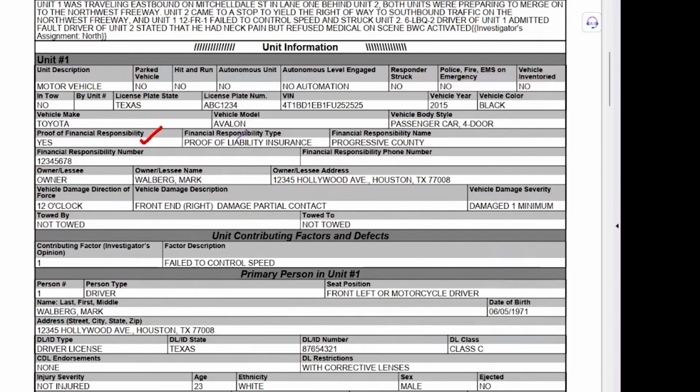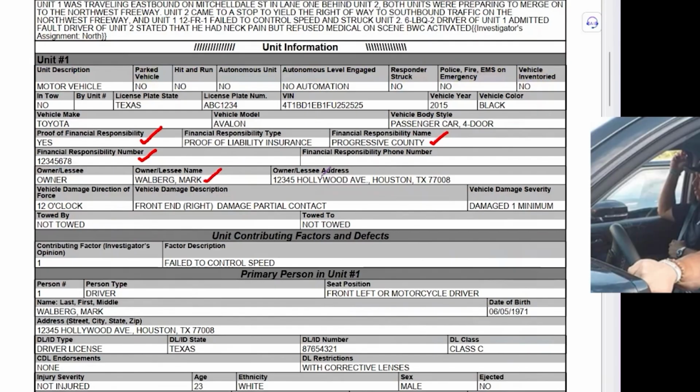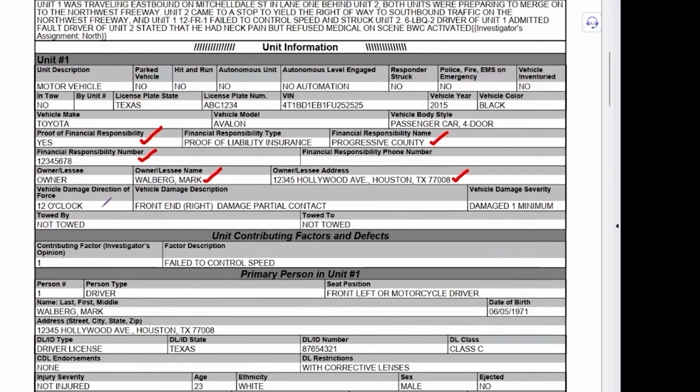What that means is, did they have insurance? Name of the insurance company. Here we got Progressive. This would be the policy number. And then we've got some owner information about the vehicle. In this case, it's Mark Wahlberg. There's Mark's address here in Houston. Then we've got a description of where on the vehicle the damage occurred.